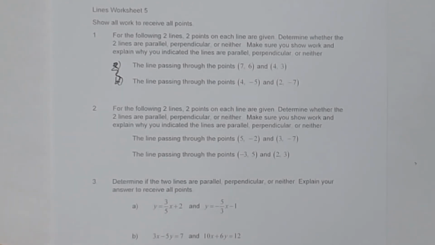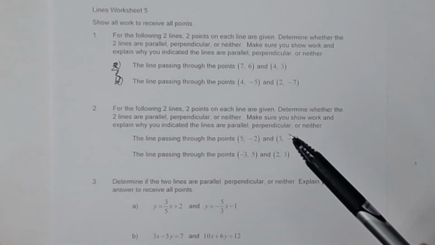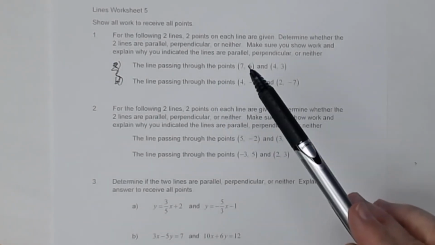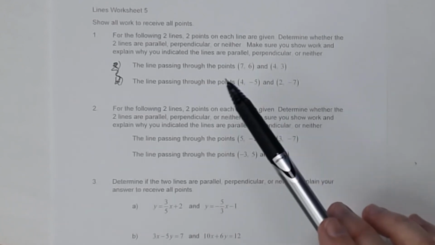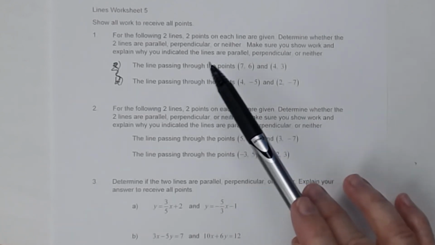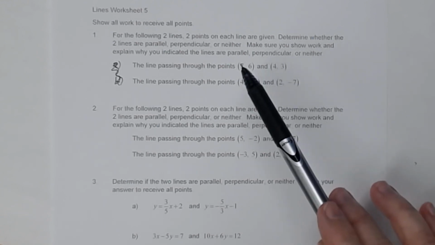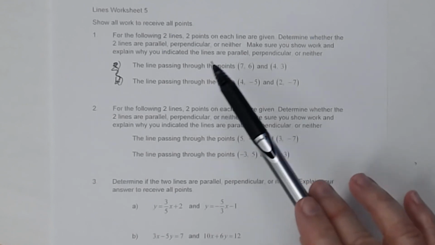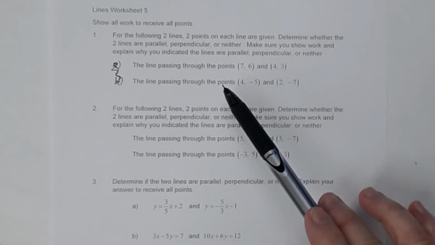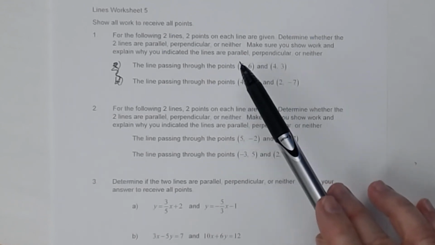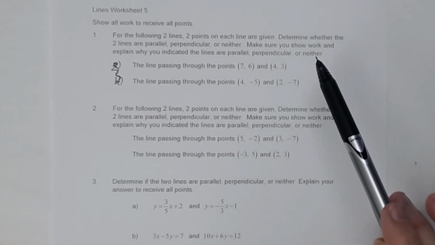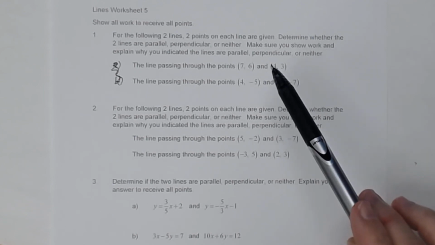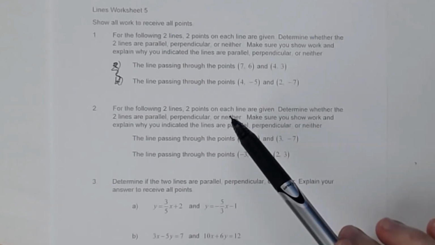All right, so this is the key to the worksheet on lines. Basically, in number 1 and number 2, you're given two lines, and you'll notice that they're passing through a pair of points. And you want to determine if these two lines, the first line and the second line, are parallel, perpendicular, or neither. And you can do that for numbers 1 and 2, where you're given points on the line.